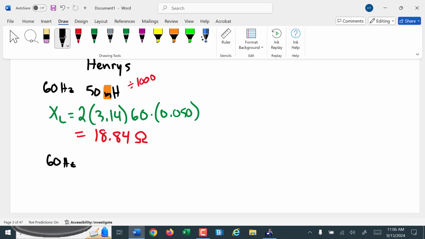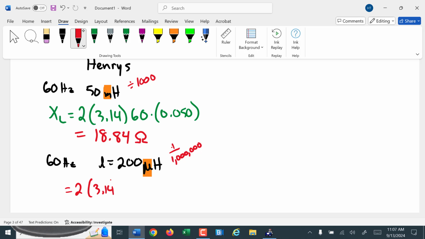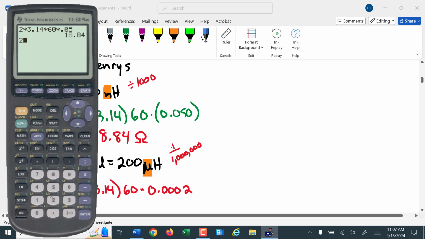So if we still have a 60 hertz circuit, and this time we have an inductance of 200 microhenries. We haven't used the unit micro yet. Micro, to get from micro to the regular units, is dividing by 1,000,000. So this is going to be 2 times 3.14 for pi times 60 times 0.0002, which is 200 microhenries, if we do 200 divided by 1,000,000.